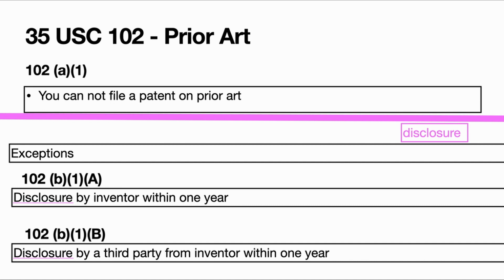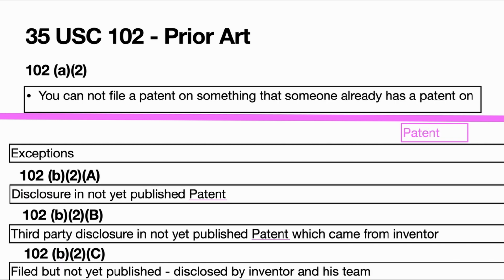102B1B, disclosure by a third party from inventor within 1 year. So that's if I tell Bob, and Bob says something about it. Whereas 102B1A, I put a publication in Scientific American 6 months ago. I still have another 6 months to the day to file my patent, or my provisional, either or. Provisionals are a lot cheaper to file, so generally you file the provisional first, and it gets you into line for filing.